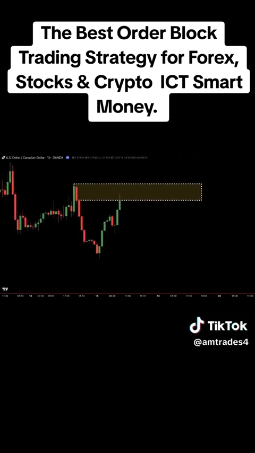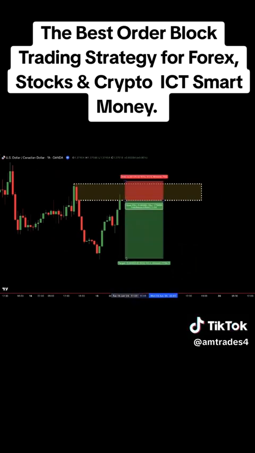Now let's switch back to the hourly chart to see exactly how we take this trade. On the hourly, our entry is placed at the close of the rejection candle inside the order block. The stop loss goes just above the order block zone, protecting us from false breakouts. The target is set at the next support level. And look what happens. Price moves exactly as anticipated, running straight to our target. This trade worked out perfectly because we combined order block confirmation with multi-timeframe analysis and liquidity concepts.